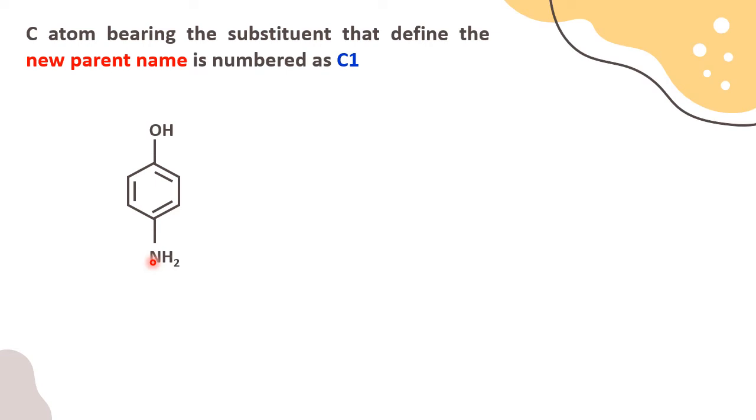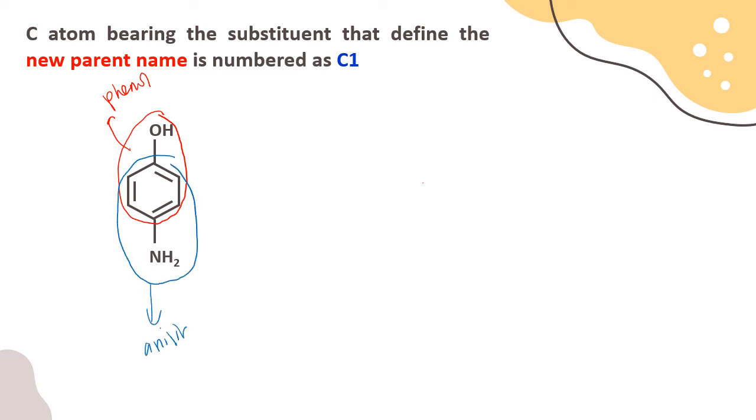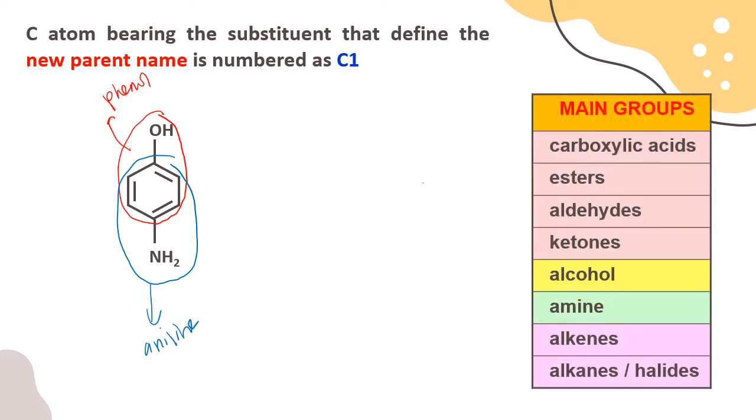Now, which parent name will we give? If it is benzene bonded to a hydroxyl group, we will have phenol. And if it's this one, we will have aniline. So, which parent name will we choose? We're going to choose the parent name based on the priority over here. So this is the priority of the main group.